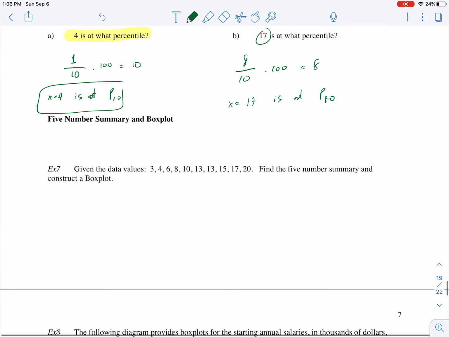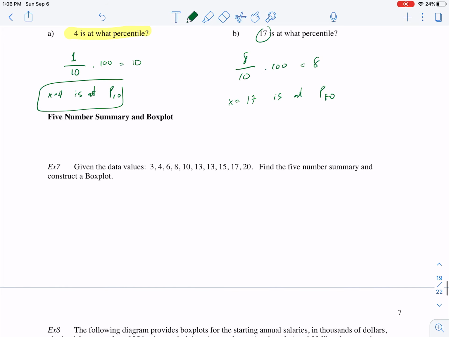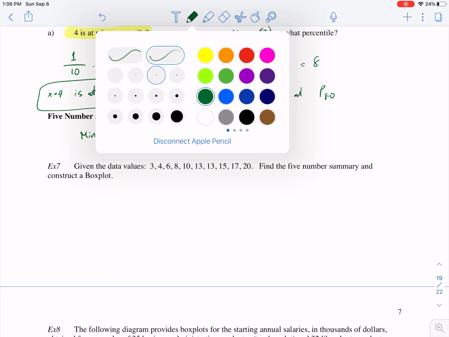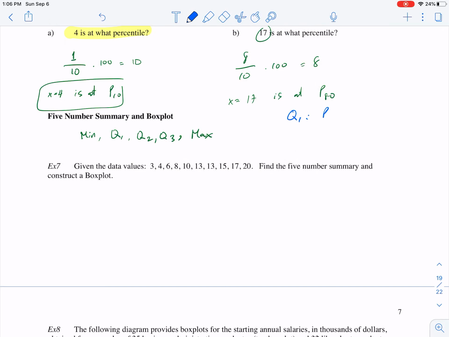5 number summary and box plot. Those are P0, so that would be min, Q1, Q2, Q3, and max. So the Qs are quartiles. Q1 is P25, Q2 is P50, Q3 is P75. Those are quartiles. So for any data set we can quickly sketch, based on these 5 number summaries, a box plot.